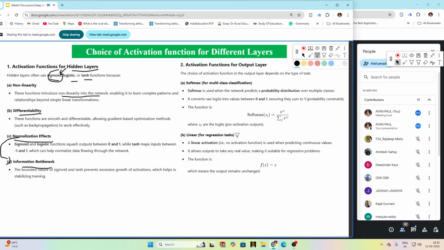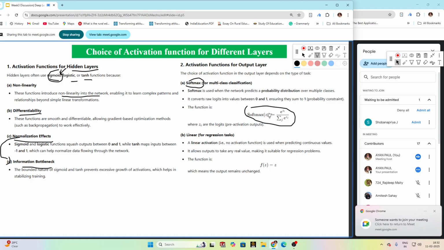So these are the two types, whether it is a classification task or a regression task. For the classification task, we use a function called the softmax function, and this is the formula of the softmax function.